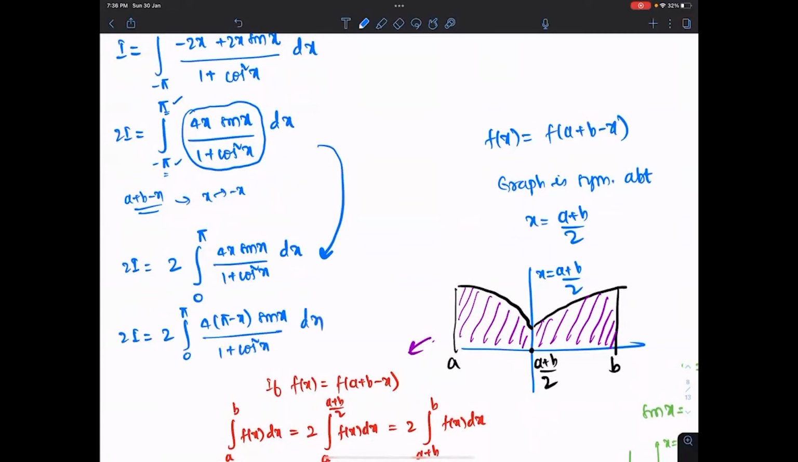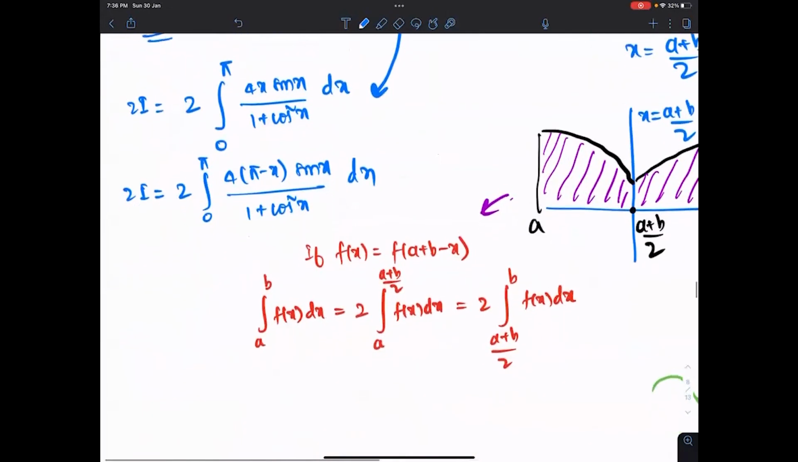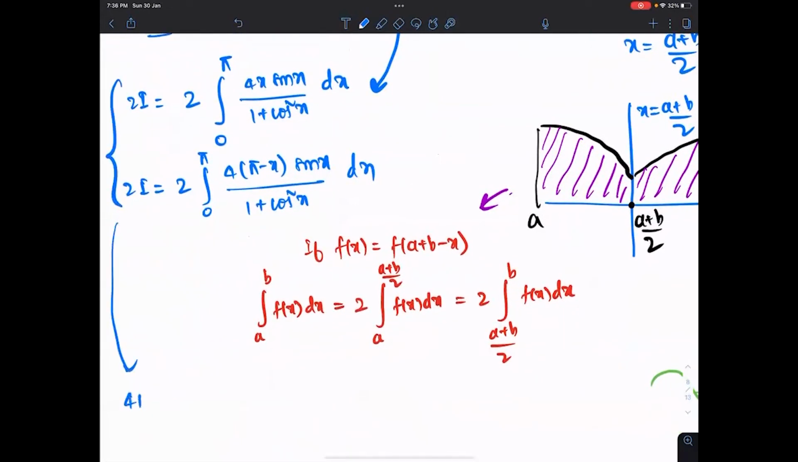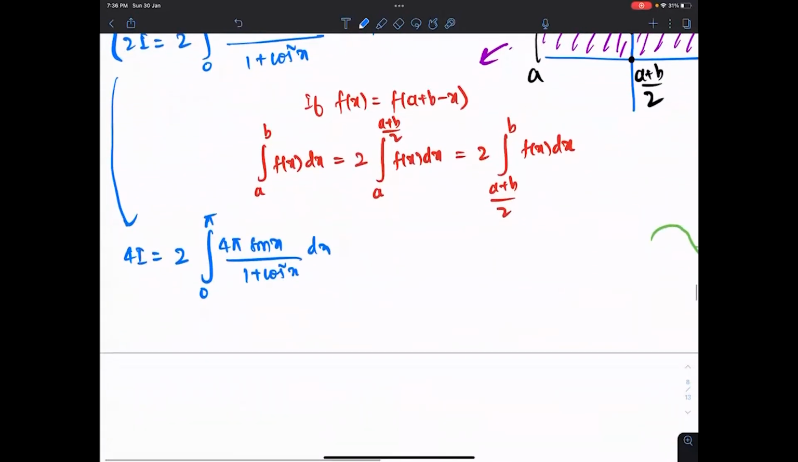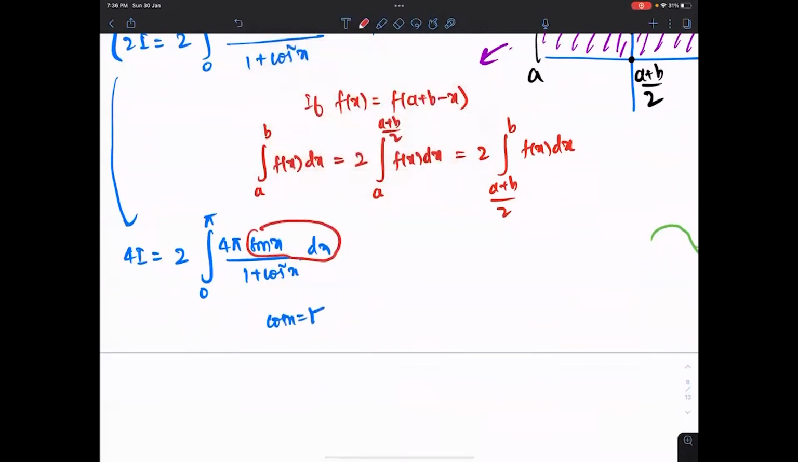Now if you add, you will get simplified, because when you add both of them, 4x sine x will get cancelled. So you will get a very easy one. If you add these two, minus 4x sine x will get cancelled. 4I will be 2 times the integral of 4 pi sine x by 1 plus cos square x from 0 to pi. Now it is simple. Cos x you take t, then sin x dx will be dt. Now this is 1 by 1 plus t square. Directly you will get the answer.